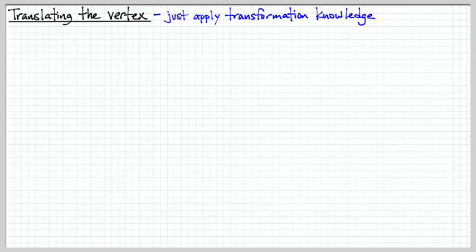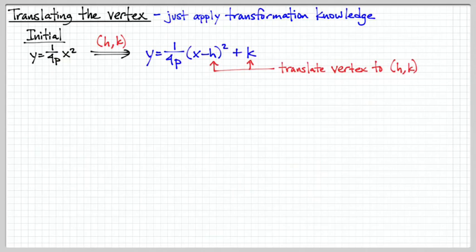Now we can also translate the parabola, this equation, in focus form. So let's start with this initial one. And using all the things that we've been doing in terms of transformations, if we want to translate the vertex to a new point (h, k), we do our translation in the x direction, translation in the y direction, and this should look actually very familiar to you. This is actually vertex form. It just has a different value here.